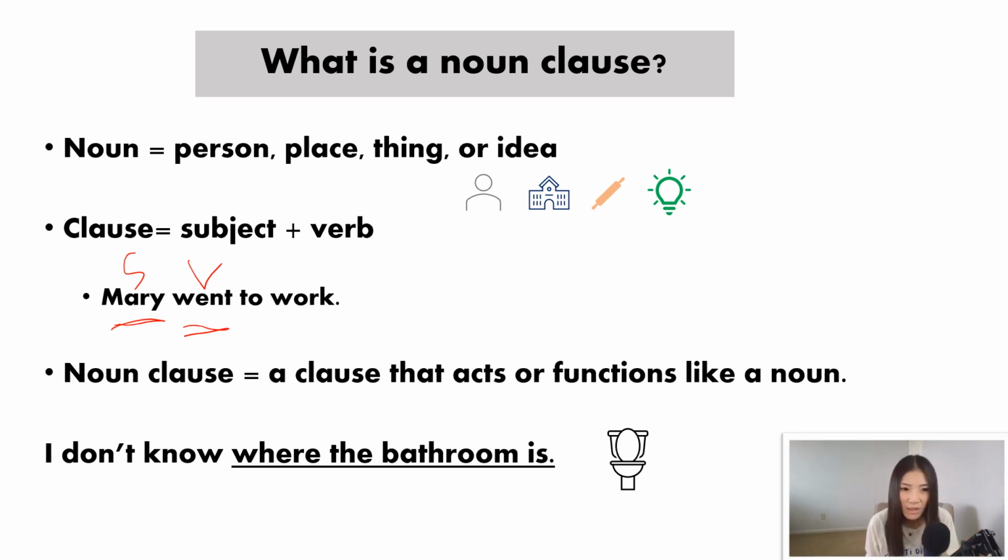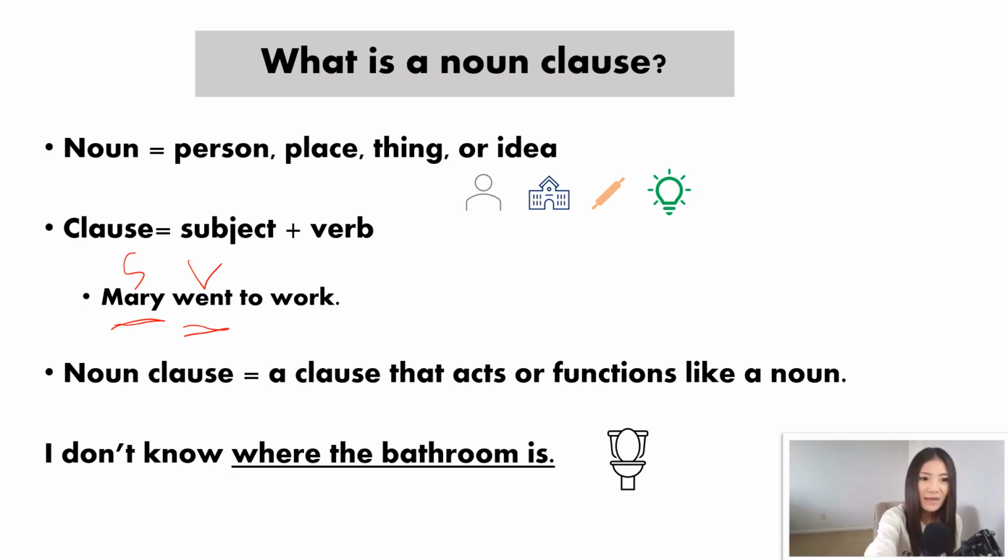A noun clause, I'm just going to combine these two definitions together. A noun clause is a clause that acts or functions like a noun in the sentence. So, a noun clause is not a one-word noun, but instead it's going to be an entire clause that's acting like a noun. Or it's going to be an entire clause that's acting like a subject or the object of a sentence. For example, I don't know where the bathroom is.